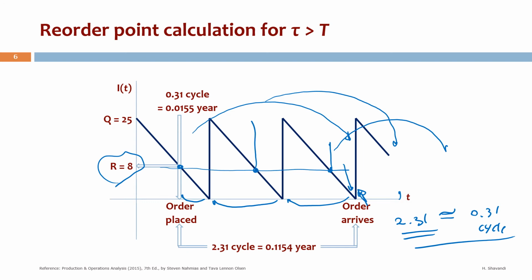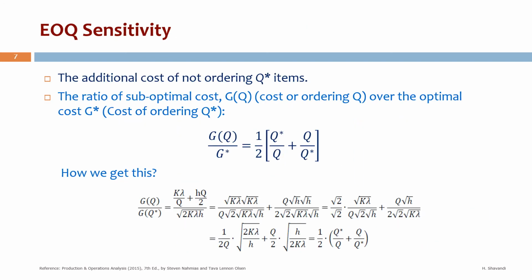Okay, the EOQ sensitivity. So let's have a sensitivity analysis for when we do not order with the size of Q star. Here Q star, or EOQ, is the optimal order size, right? So what if we order a different size, I mean less than Q star or greater than Q star? What will happen? What will be the impact on our inventory cost?